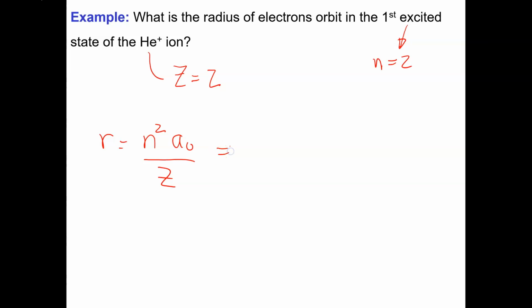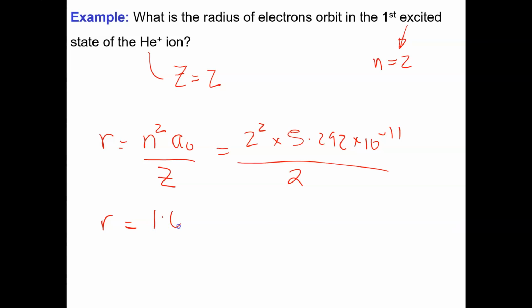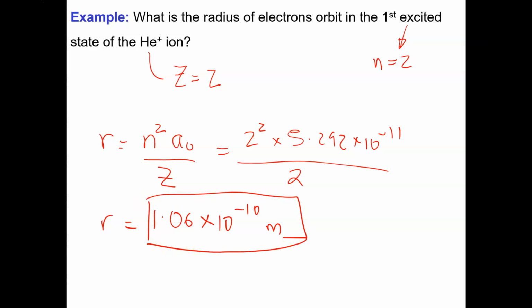and then we just have to put it in. So n was 2, so that's 2 squared, and then a naught is 5.292 times 10 to the minus 11, and then Z is 2. So I put that into my calculator, and I get a number, 1.06 times 10 to the minus 10 meters. And that's reasonable, because you might recall way back from chemistry 161, we said that atoms have a radius of around about 10 to the minus 10 meters. So that's not too bad.